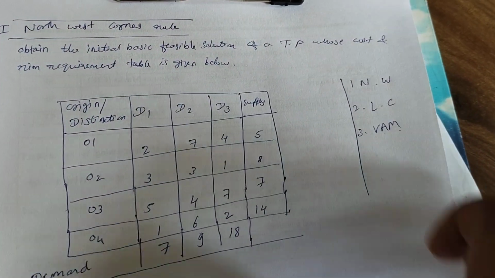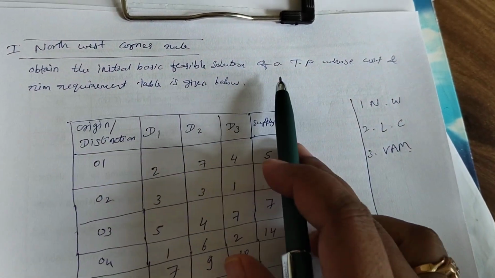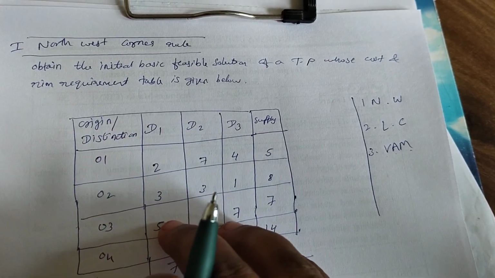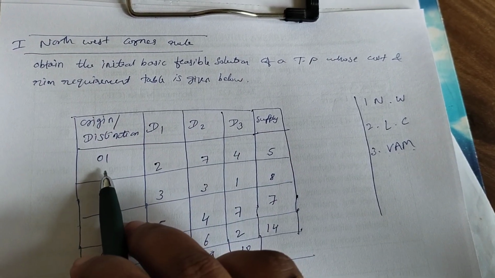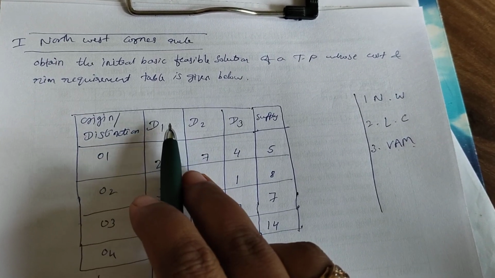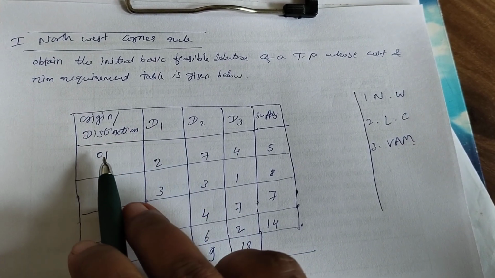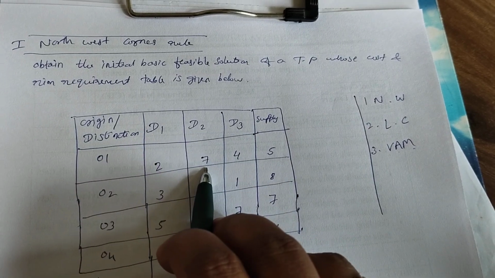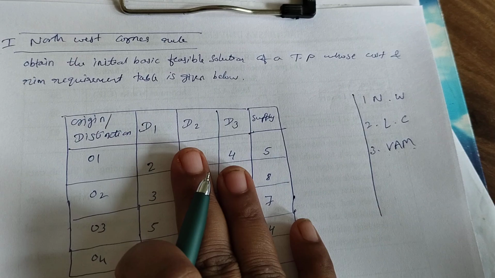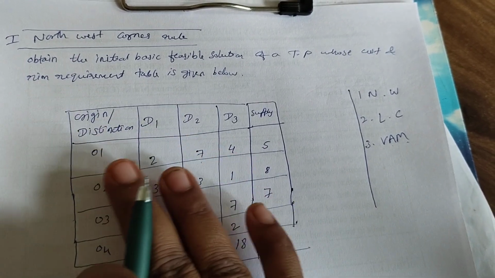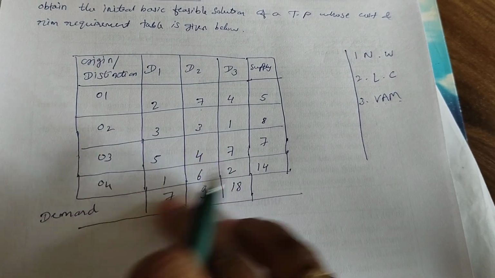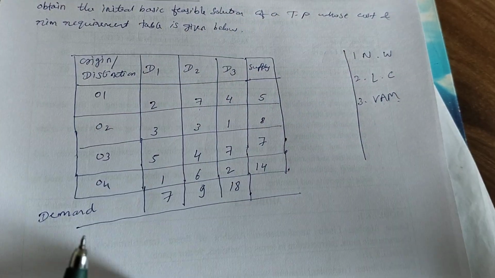So first we will study the northwest corner rule. They have given one transportation table. This table tells that to travel from the first origin, the first location, to the first destination, the cost is 2 rupees. From the first origin to the second location, it takes 7 rupees. Like this, all the costs are given. Now we have to find the way to travel to all the destinations with less expenditure as well as minimum time.